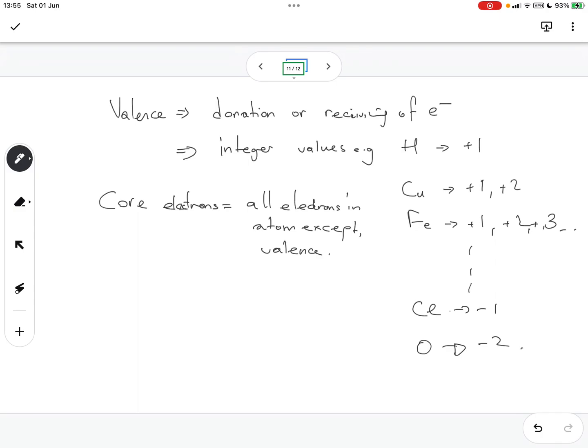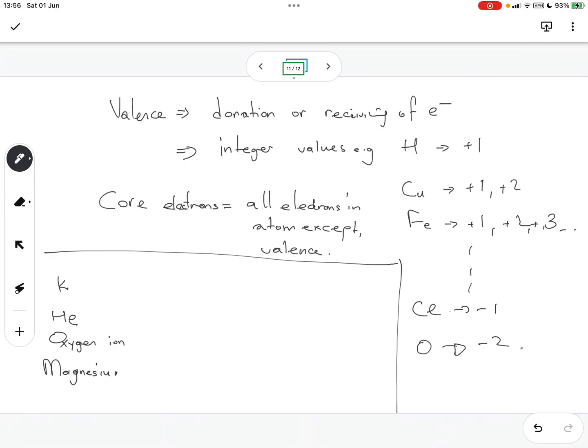And then core electrons would be the electrons closest to the atom that are not necessarily involved in the reaction. All right, so let's quickly do this exercise 4.4 to test our knowledge on valence. So we've got potassium, we've got helium, we've got an oxygen ion, and we've got a magnesium ion.